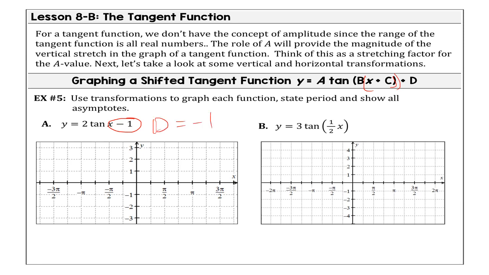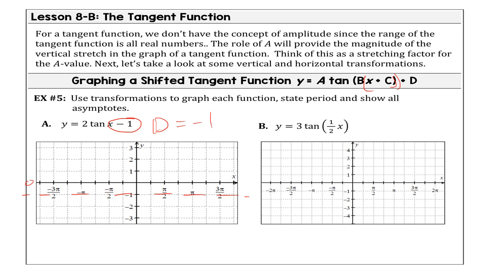With d equaling negative 1, that's going to cause the midline of our tangent function to move down from 0 to negative 1. Our parent function starts at 0. Now it's going to move down to negative 1. So now we're at negative 1.